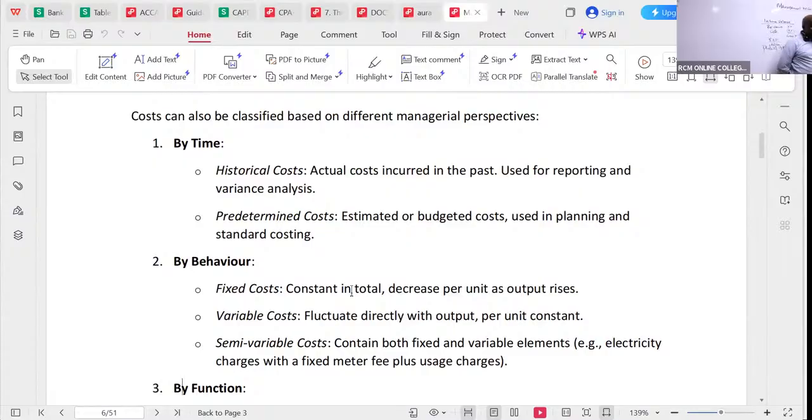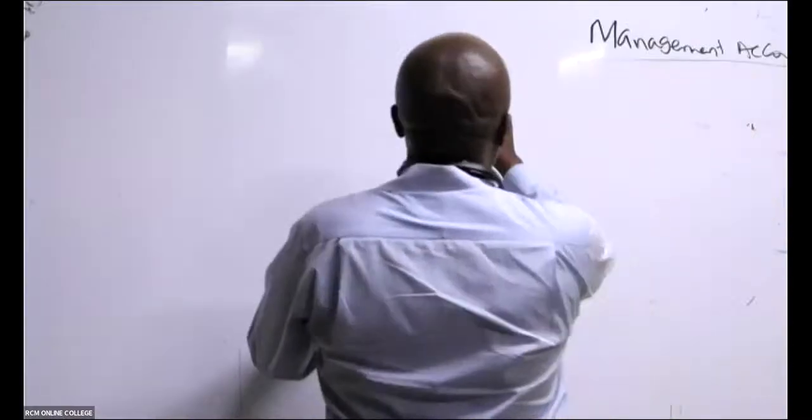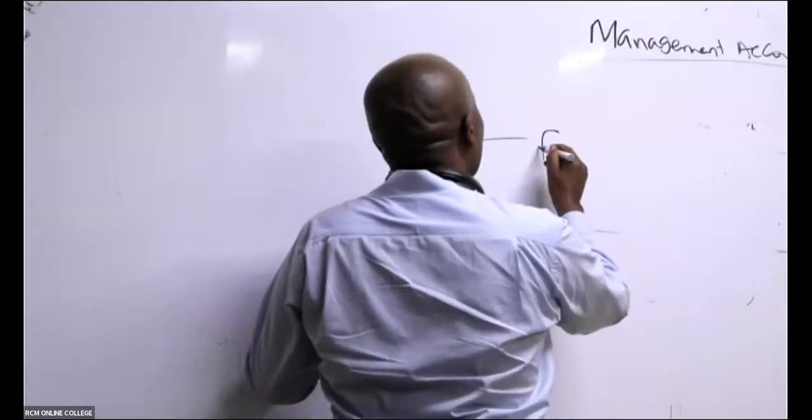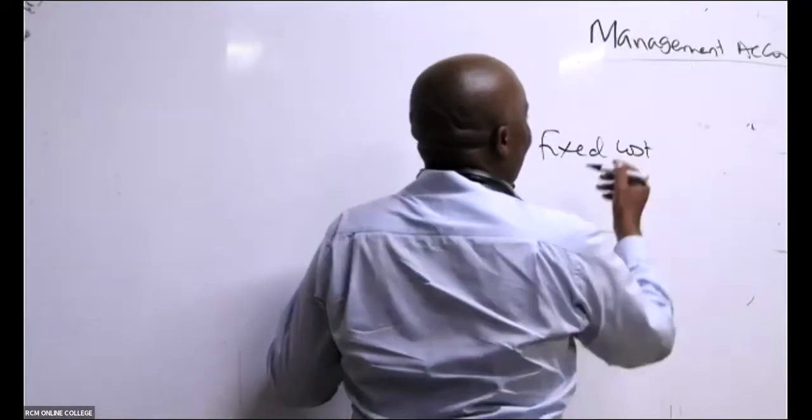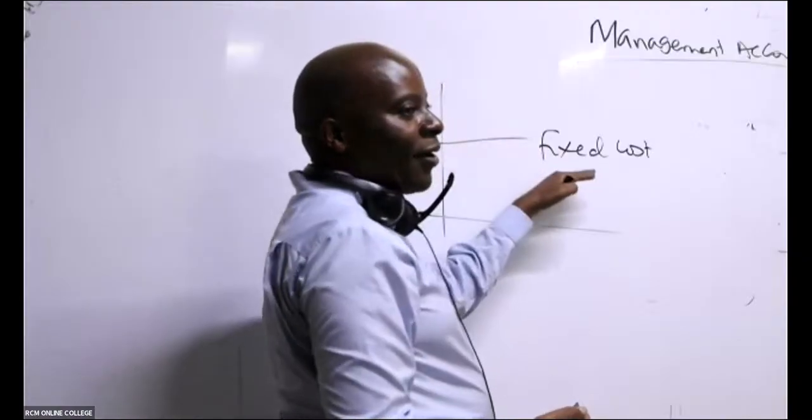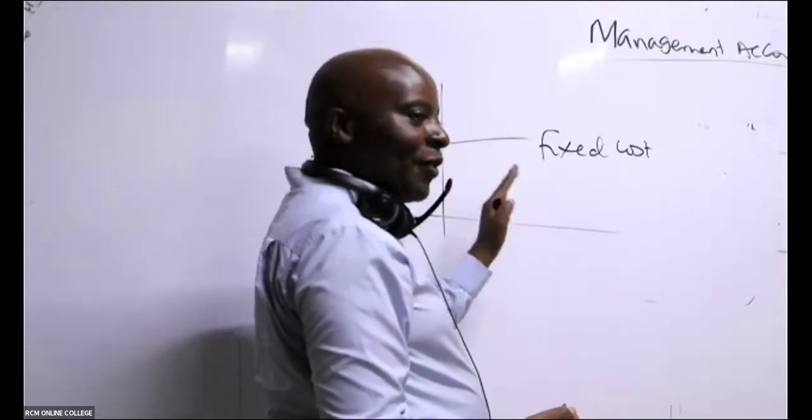How about variable costs? They also behave in a funny way, isn't it? They fluctuate. And then, ladies and gentlemen, we have what they're calling semi-variable costs. How do they behave? They exhibit both characteristics, isn't it? When we talk of fixed costs, this is how they behave. They are ever constant.